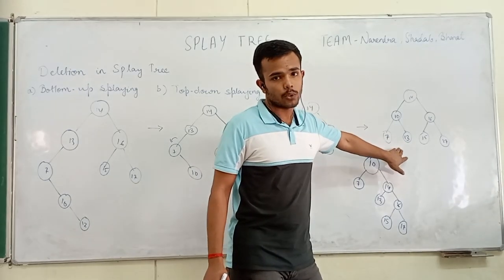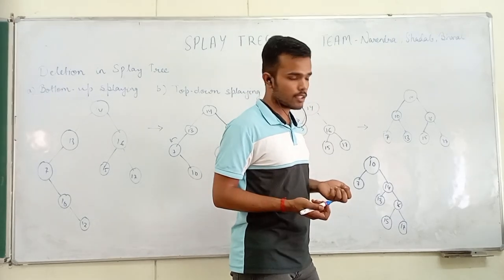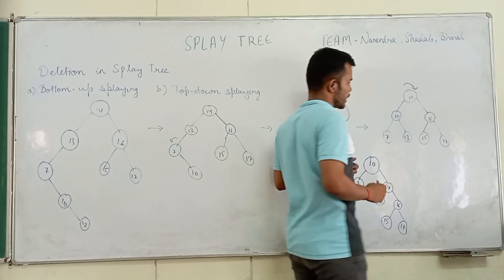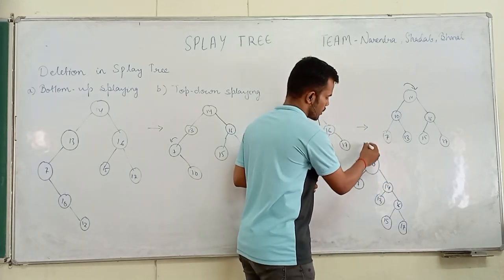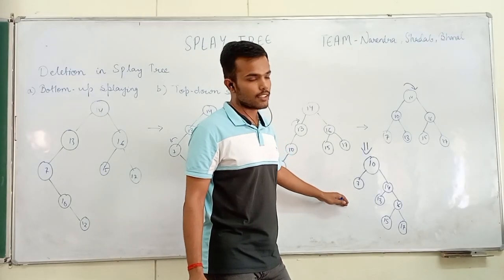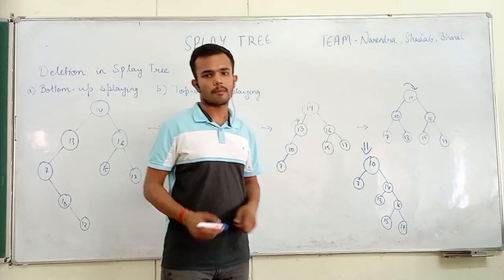But still, node 10 is not the root node. So now we need to perform a rotation again. We will perform a right rotation on the current root node, which is 14, and our final structure will look like this. And now we can see that node 10 has become the root node and deletion is done using the bottom-up approach.